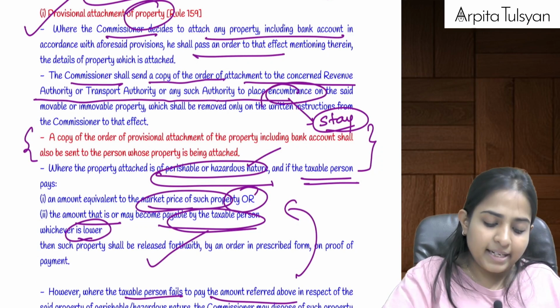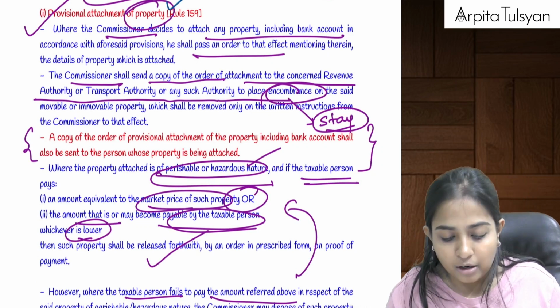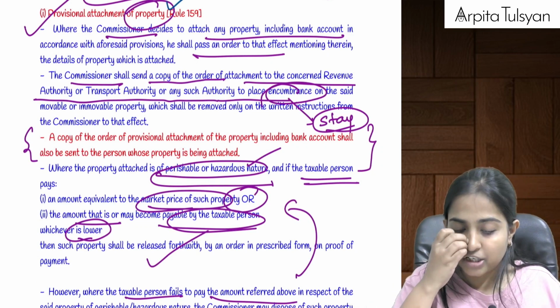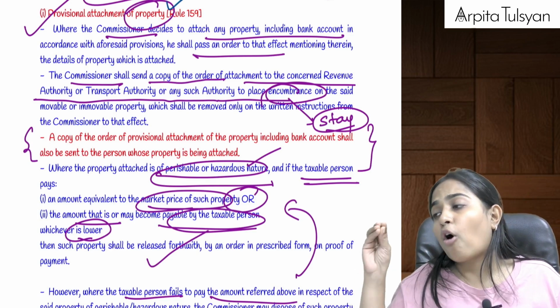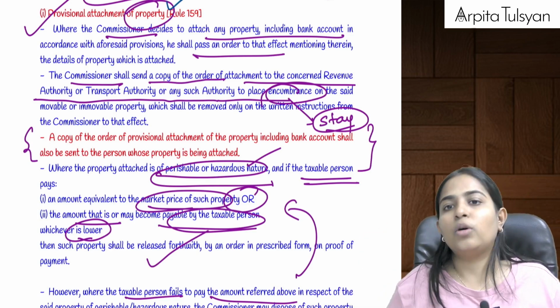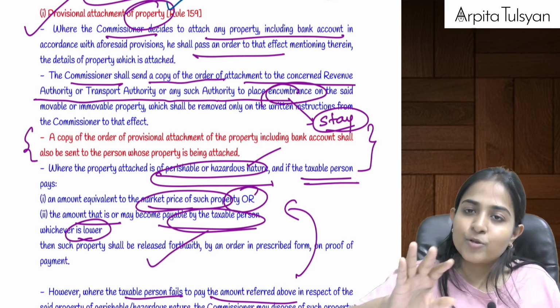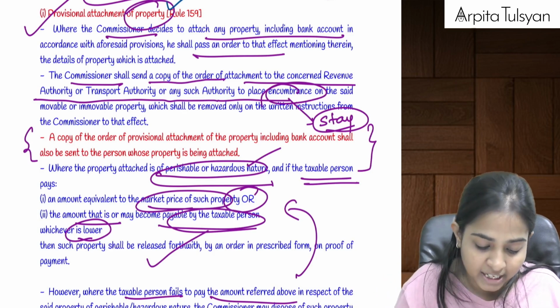Now in case of provisional attachment of property, the commissioner is going to pass the order. Copy of order will be given to all the revenue authorities. Copy of order will also be given to such taxpayer whose property has been provisionally attached.